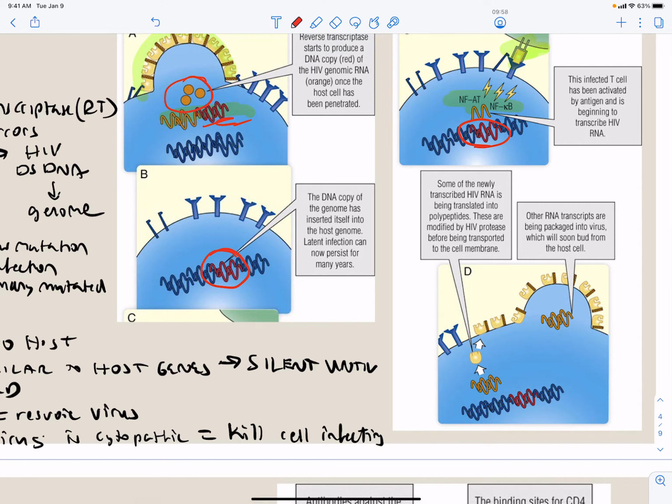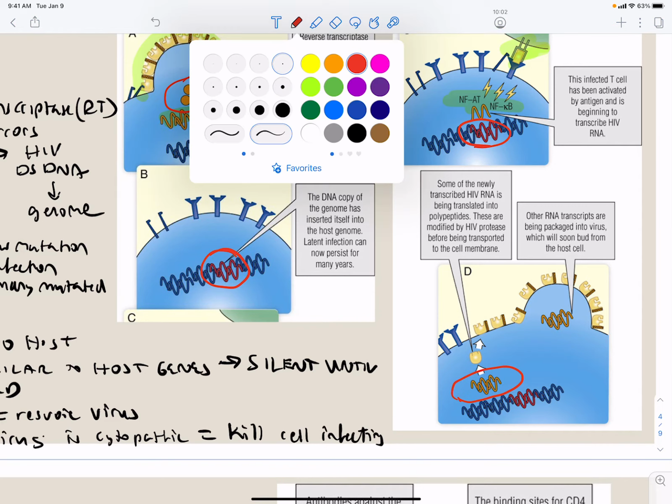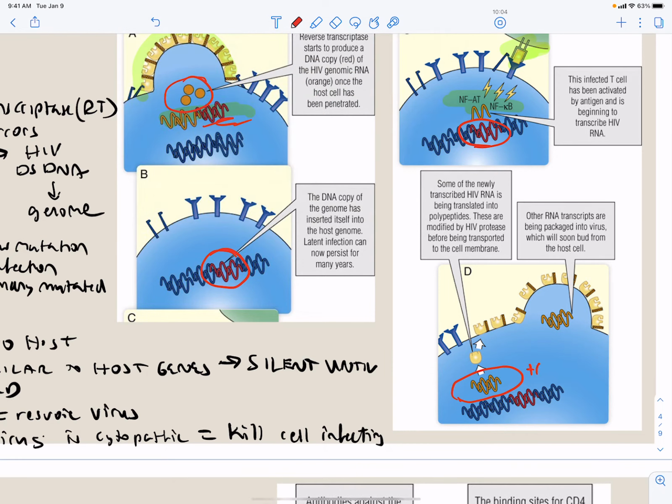Now, some of the HIV RNA, again, is going to be plus RNA, which equals messenger RNA, which can become proteins. And so that's what happens here, it becomes proteins. And then some of the RNA can become genome, because this is a plus RNA strand. So the genome gets packaged into the virus particle and then gets released.